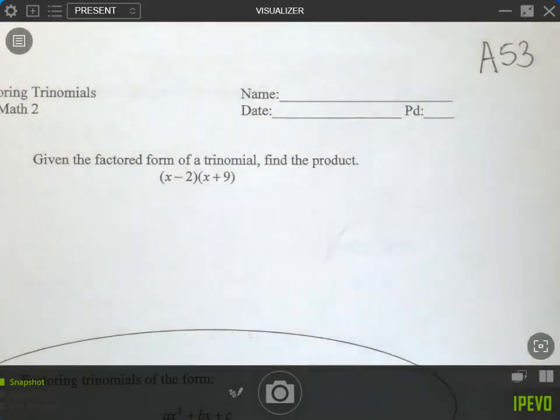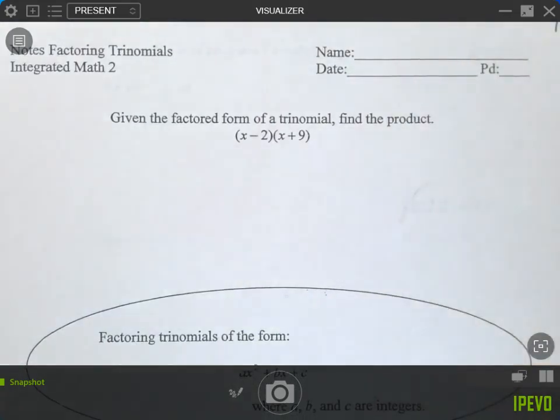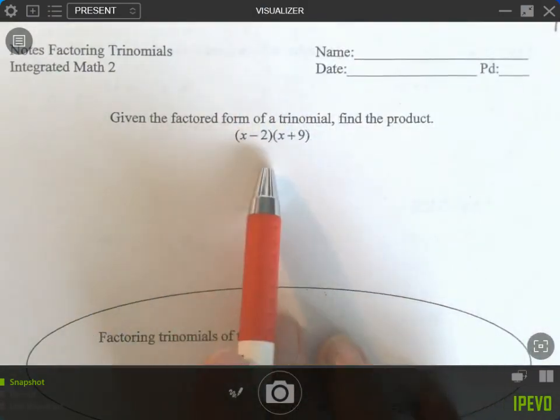All right, so we're looking at A53. We are starting factoring trinomials. So we have already done GCFs. That's still going to come into play. We've also factored by grouping, but we are now going to take what we've been FOILing and reverse it.